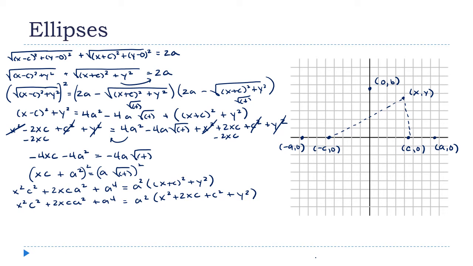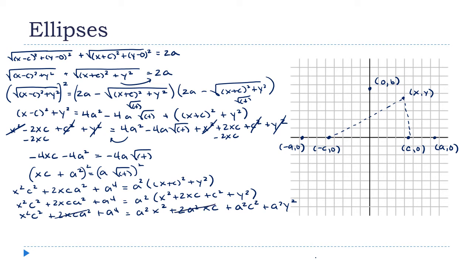And let's move the a squared into the parentheses. x squared c squared plus 2xc a squared plus a to the fourth equals a squared x squared plus 2a squared xc plus a squared c squared plus a squared y squared. We're almost there. Okay, first, the 2xc a squareds cancel out.